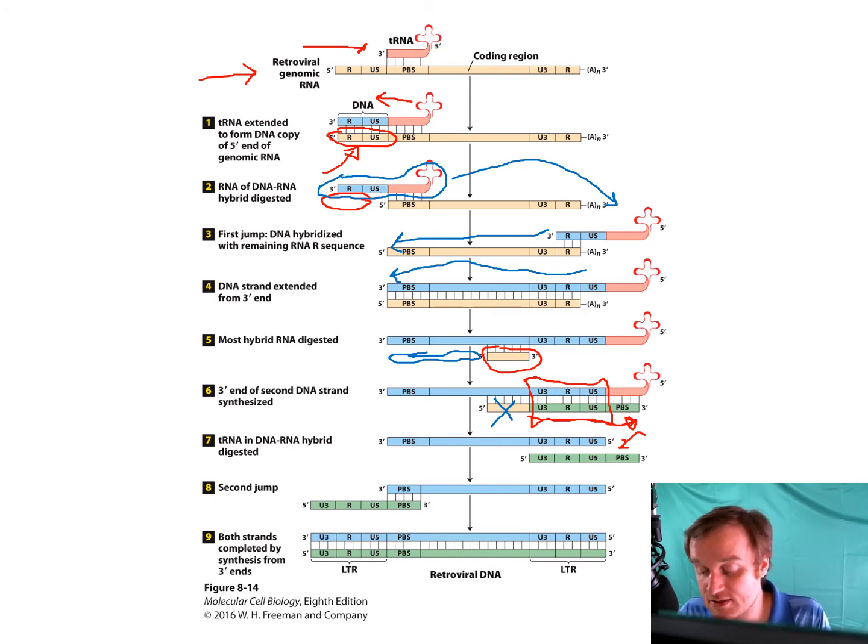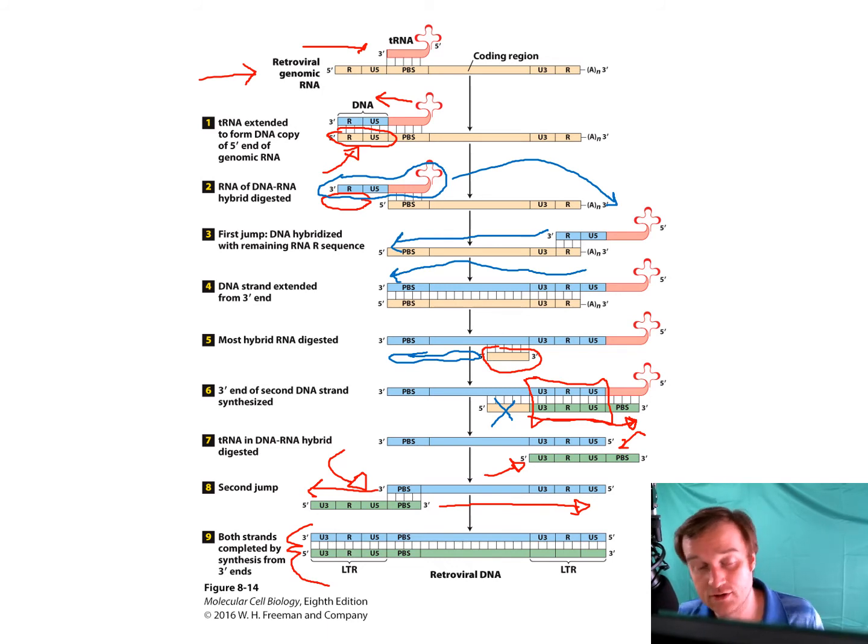So now this small piece of DNA, the second synthesized DNA strand, jumps back to where we started on the 3' end, and the PBS sites line up. And from there, we can synthesize in both directions to now have a complete double-stranded piece of DNA of our retroviral jumping gene transposable element.